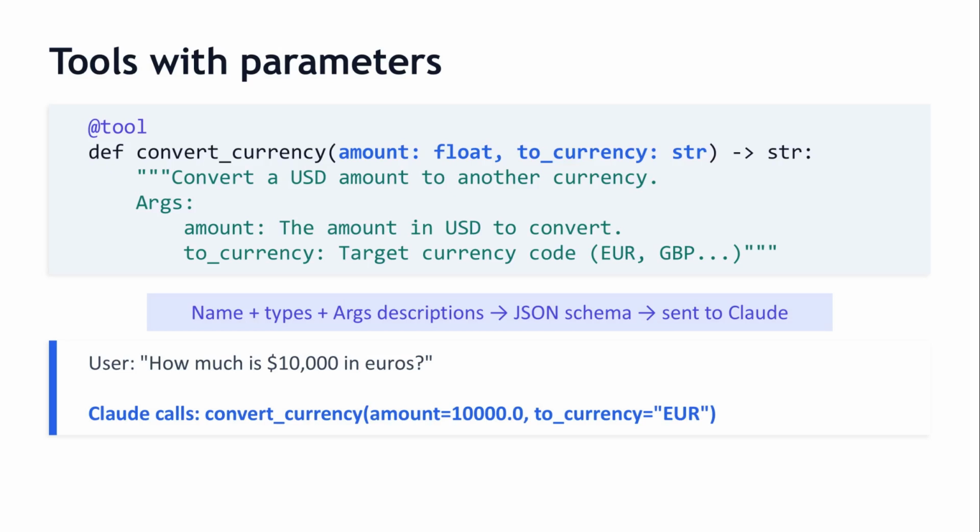Claude reads the parameter names, the type hints, and the Args section of the docstring and decides what values to pass. How much is $10,000 in euros? Claude calls convert_currency with amount equals 10,000 and to_currency equals EUR. The Args section is critical. Without it, Claude has to guess from parameter names alone. Clear descriptions mean better tool usage.